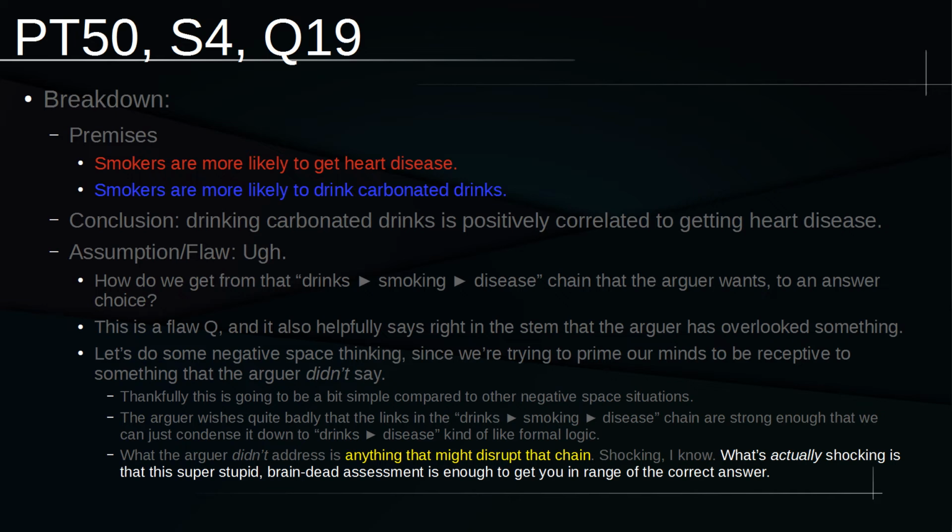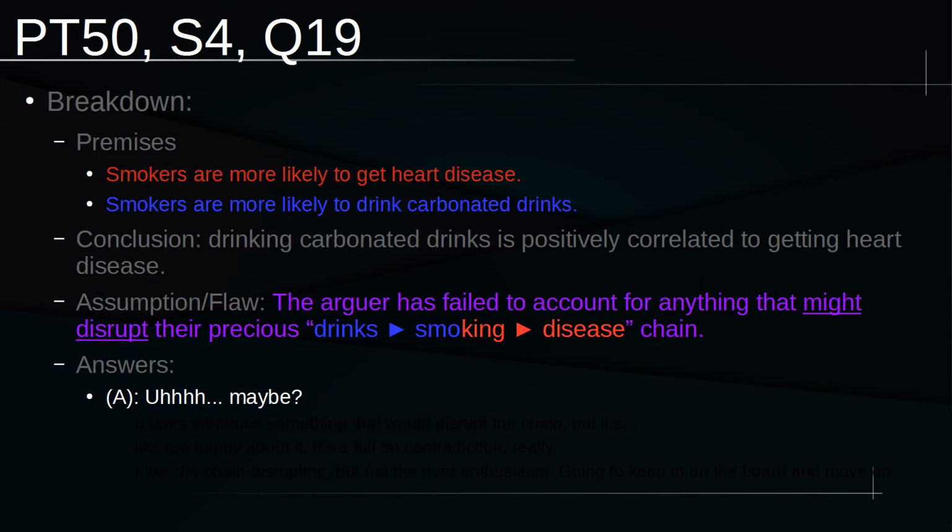That's the real shocker. So I've just added now our assessment of what the assumption/flaw is, which is that the arguer has failed to account for anything that might disrupt their precious drink smoking disease chain. And so with that kind of guiding our reasoning now, let's actually start assessing our answer choices.